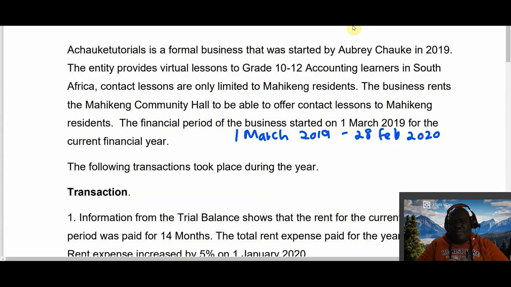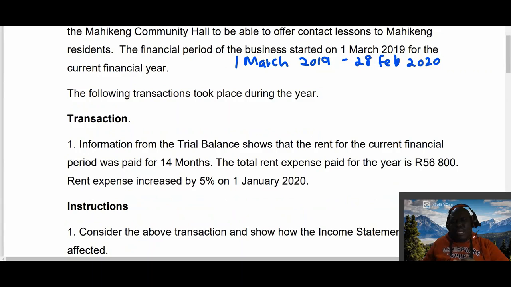Okay, and now going straight into the information, we also need to be able to analyze the transactions. They're saying that the following transactions took place during the year. Now obviously, because we're dealing with rent expense here, we are only given the transaction that relates to the rent expense, meaning that all the other transactions that we were supposed to have were omitted because they were not related to the rent expense. So our interest here is just being able to understand how we deal with the rent expense.